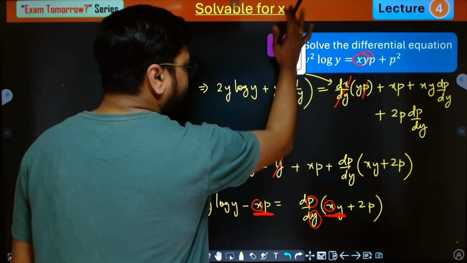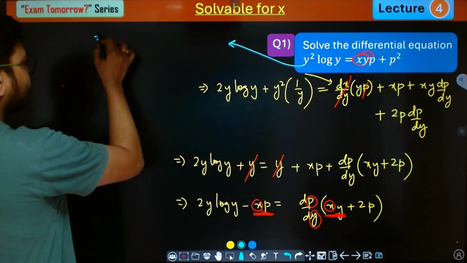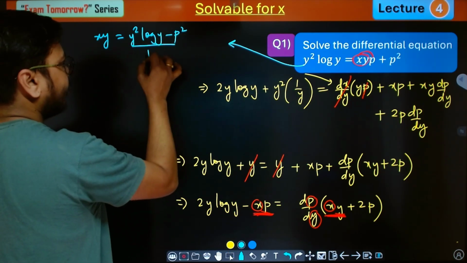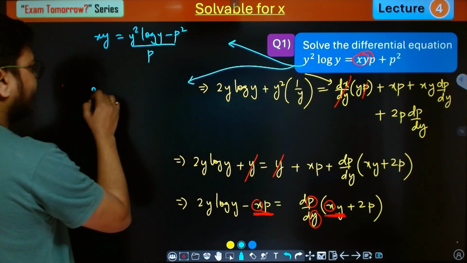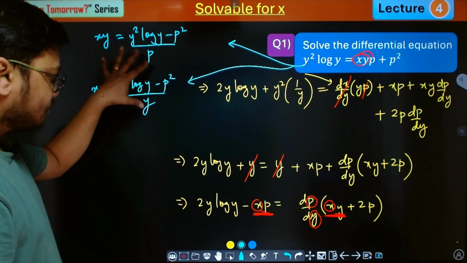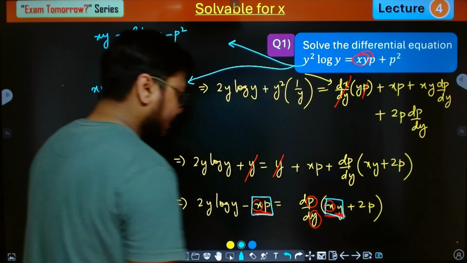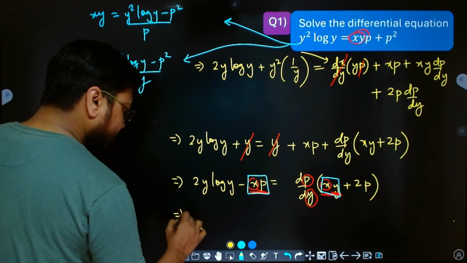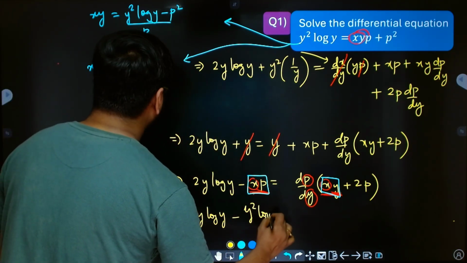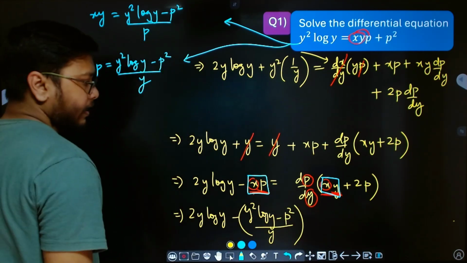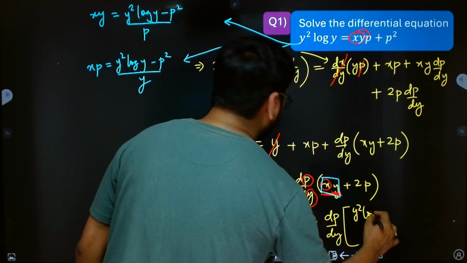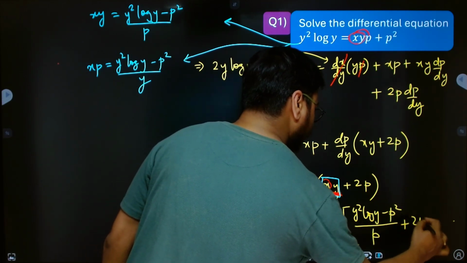If I try to find the value of xy from here, xy would be y square log y minus p square upon p, right? And similarly from here, if I find xp, that would be y square log y minus p square whole upon y, right? So if I substitute these values over here and over here, let's see what we're going to get. So 2y log y minus xp would be y square log y minus p square upon y inside a bracket, and dp/dy times x into y, that will be y square log y minus p square upon p, plus 2p, right?